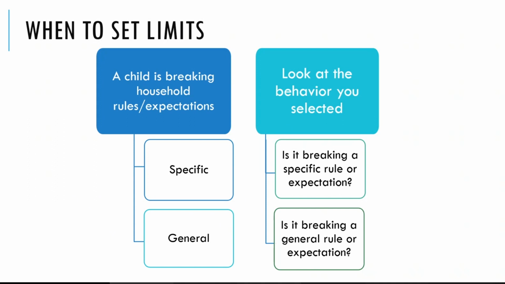You look at the behavior that you selected. Is it breaking a specific rule or expectation? Yes or no? Or is it general? Is it breaking a general rule or expectation? You have to ask yourself that. If it's specific, they already know what the consequence is going to be because you've already explained that to them. When it comes to general, it really is, you know, the luck of the draw, depending on which parent sets or imposes that limit that day. It just depends on the day. But you have to be specific. That's why we say be specific about those limits that you want to set for your child.